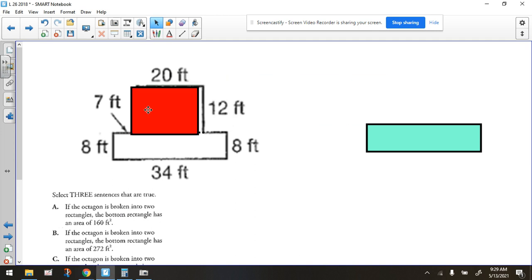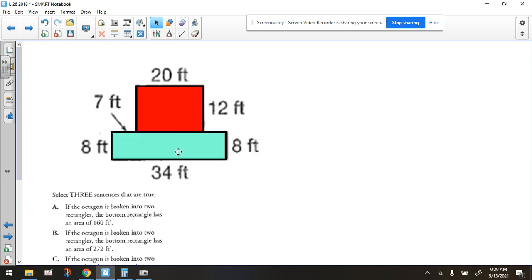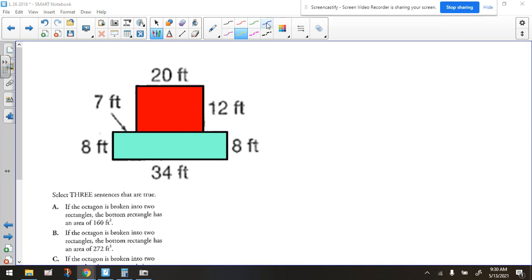So what do we have? We have this red rectangle on the top, and we have this blue rectangle on the bottom. And there's extra numbers here that you may not need, and you have to identify what numbers you need to find the area of a rectangle. And the answer to that question is you need to find the base and the height. So for the blue rectangle, you're just going to be multiplying this 34 times this 8 to get the area of that.